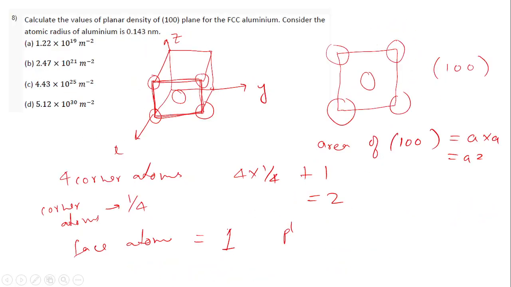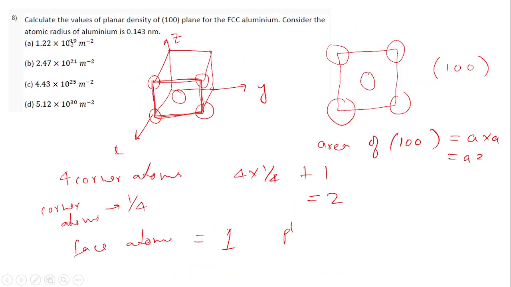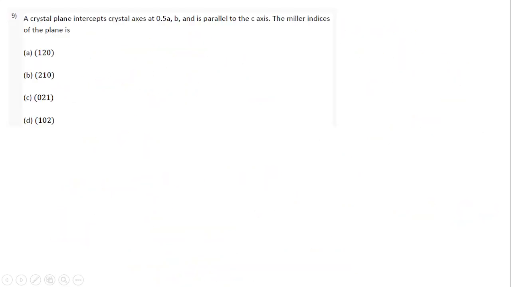Now for our answer here, we should shift the decimal point after the first digit, right? It's 12.225. So when I shift it here, it will be 1.2225 times 10 to the power 19 meter square inverse. So the correct answer here is A, 1.22 times 10 to the power 19 per meter square. A is the correct answer.